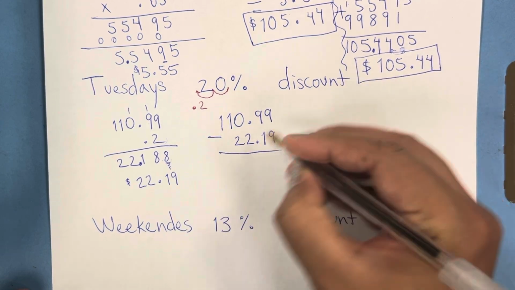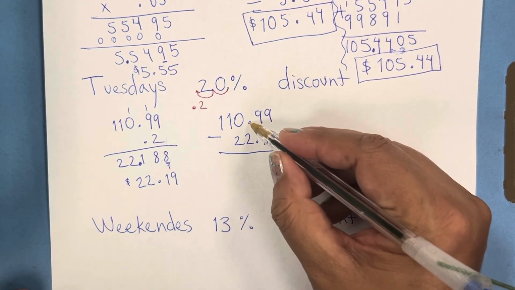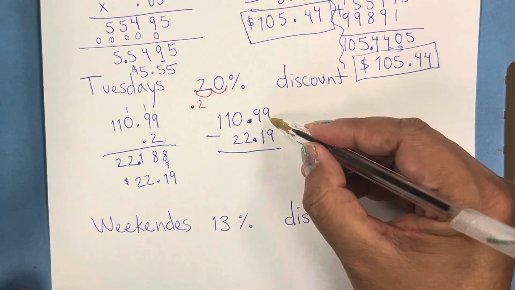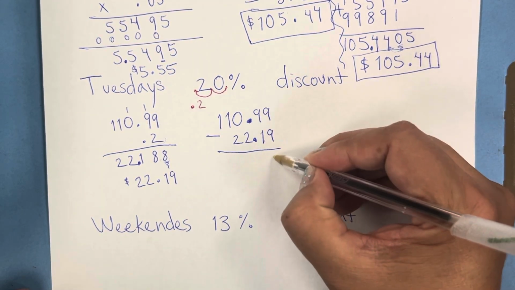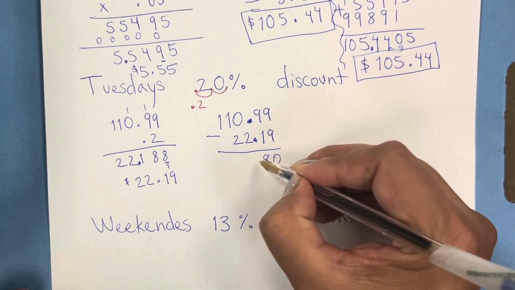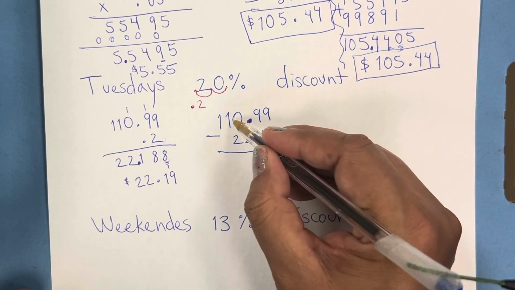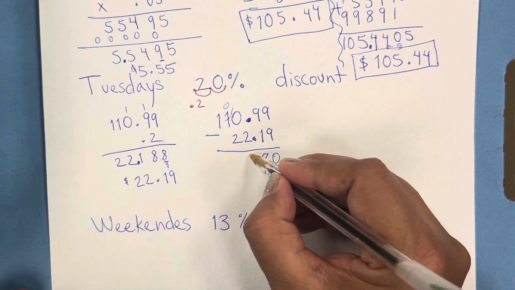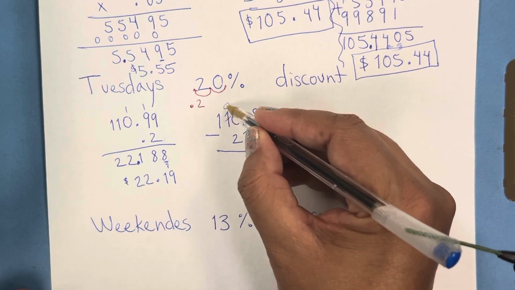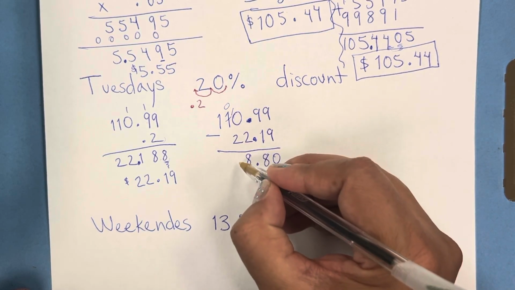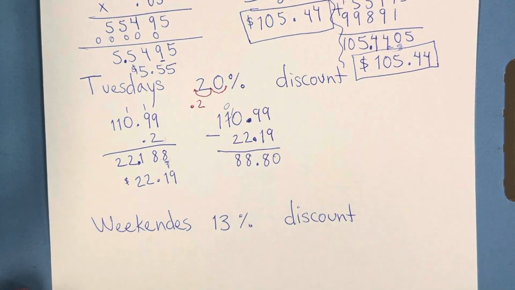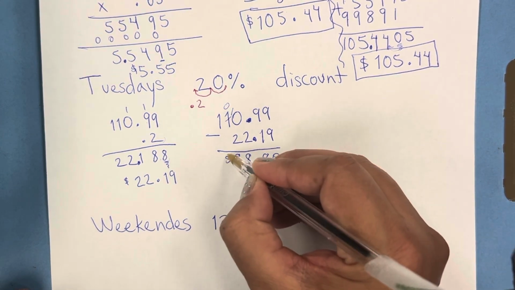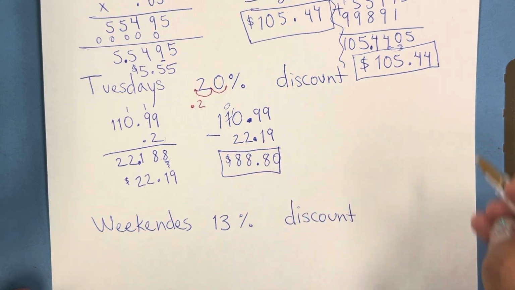22.19. And 9 minus 9, again, we align the decimal points. 9 minus 9 is 0. 9 minus 1 is 8. Bring down the decimal. Borrow. Now it's 10 minus 2 is 8. And here is 1 and a 0, 10 minus 2 is 8. So the new price is $88.80. That's my new price on Tuesdays.